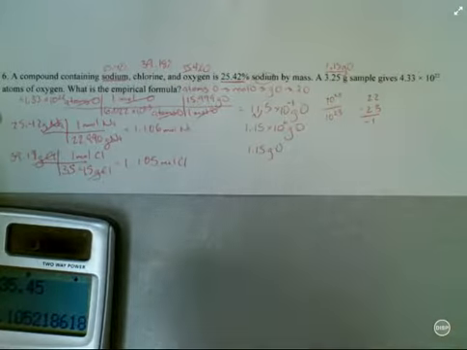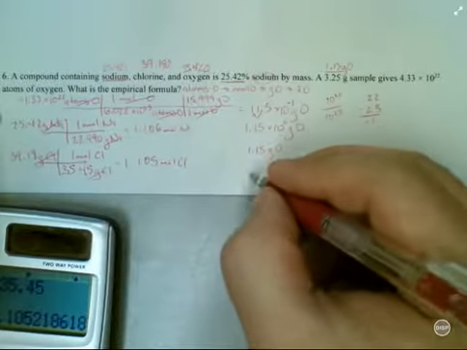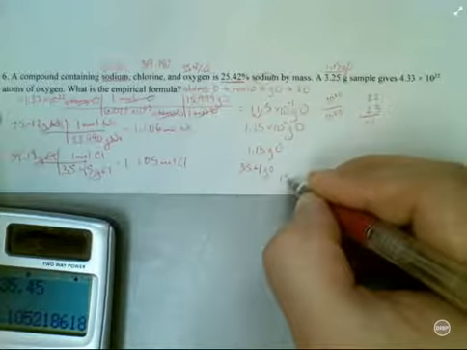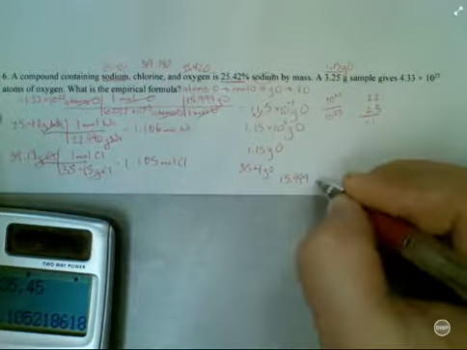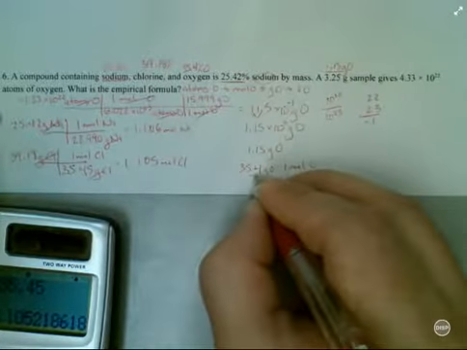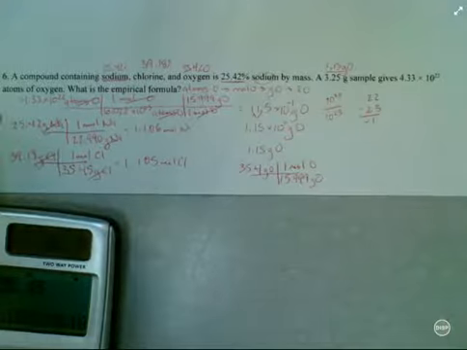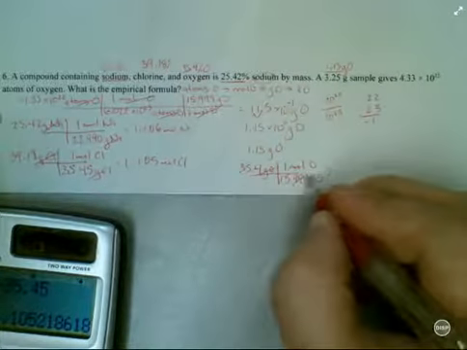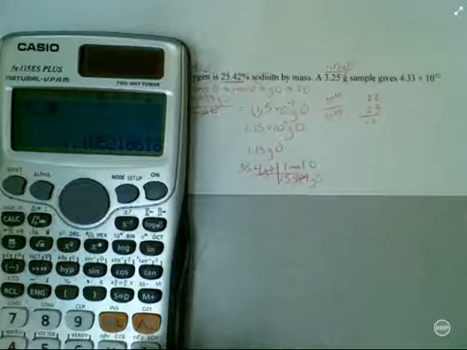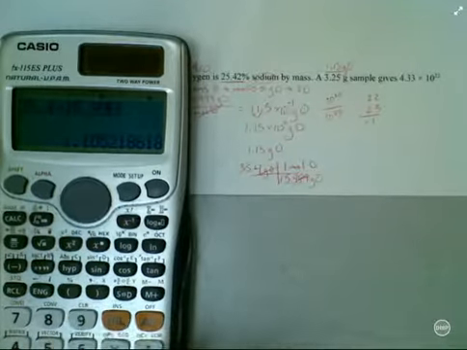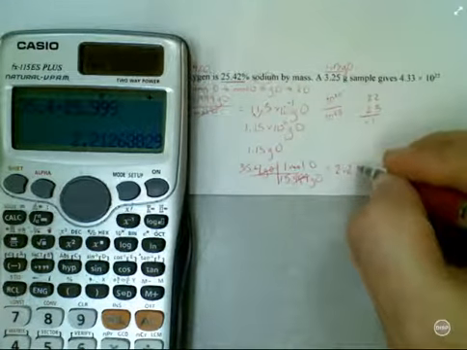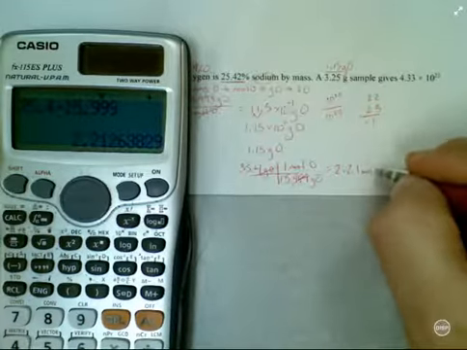And then I have one more. It's going to be the 35.4 grams of oxygen, 15.999 grams of oxygen in 1 mole of oxygen. Ooh, goodness. Calculation time, 35.4 divided by 15.999. And we get, 3 sig figs, 2.21 moles of oxygen.